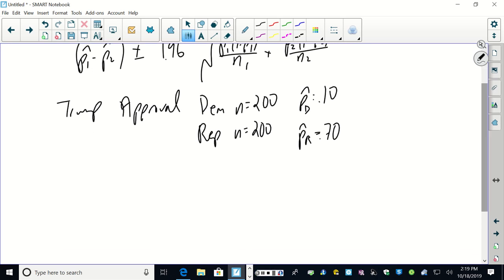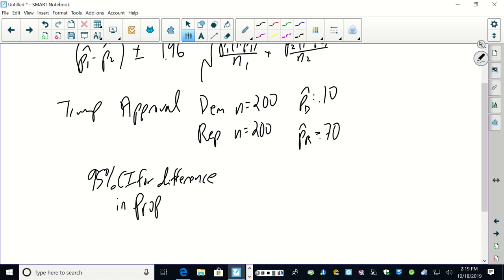Right? So we could do a 95% confidence interval for the difference in proportions, you know, for approval. Okay? All right, and let's do Republicans minus Democrats. You could do Democrats minus Republicans either way. But if I do it this way, I'm going to get positive values. And so it would be due to the amount by which Republicans have a higher rating for Trump. So you could phrase it like that.